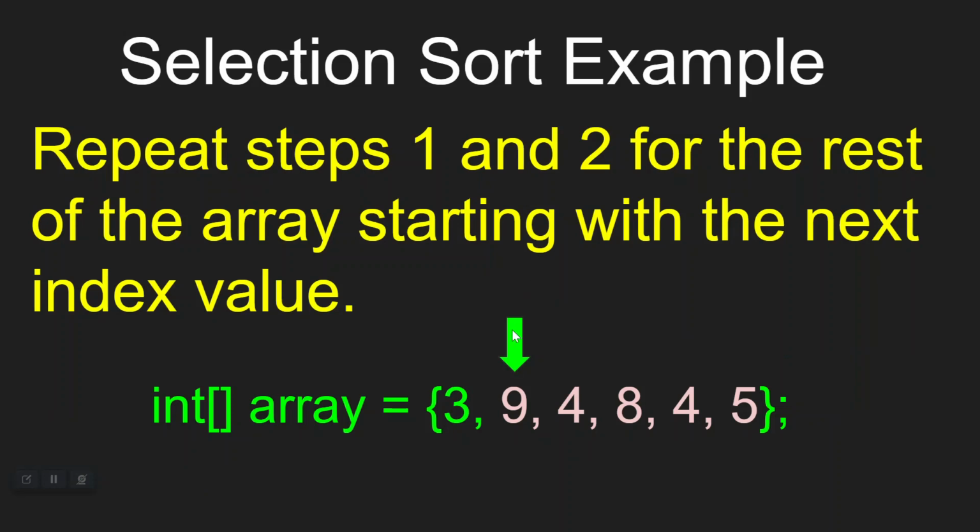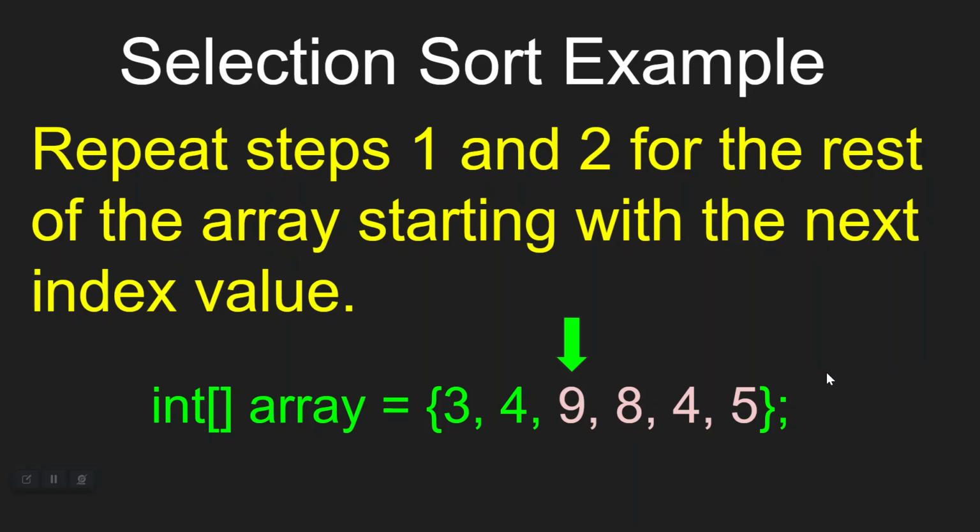So now we're assuming 9 is the smallest value, and it is going to loop through the rest of the array, and it's going to find the smallest of the rest of them. Obviously, when it loops through, it's going to determine that 4 is the smallest number. So now 9 and 4, the first instance of 4, would swap.